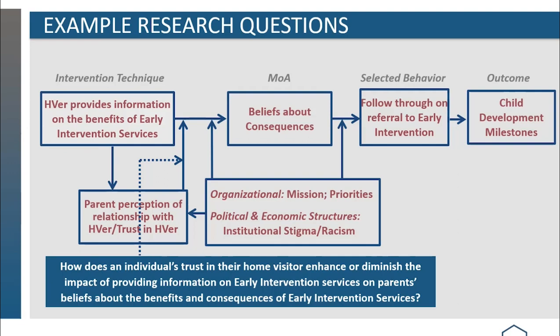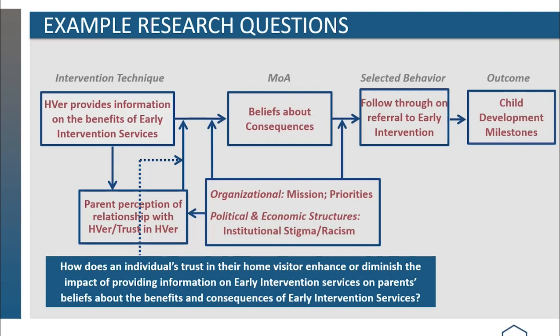The idea is that a participant's perception of their home visitor and their relationship with their home visitor may strengthen or weaken the association between the intervention and the mechanism of action. So, in instances where families really vibe with their home visitor and trust their home visitor to have their best interests in mind and understand what their family needs to strengthen and support them, the provision of information on EI is likely to have a strong influence on families' positive beliefs about the benefits of EI.